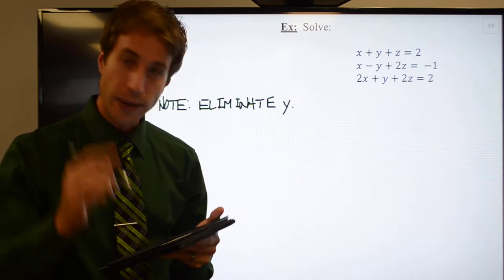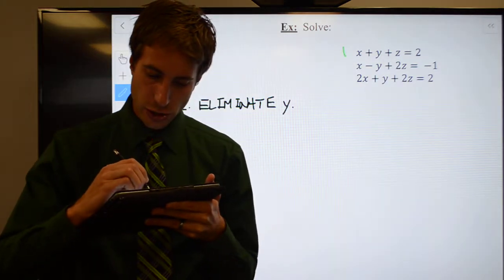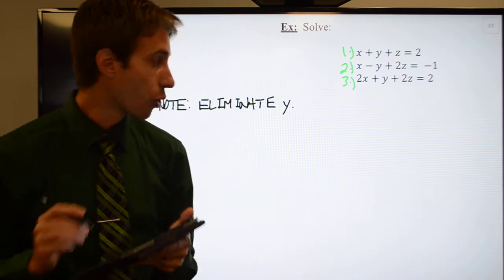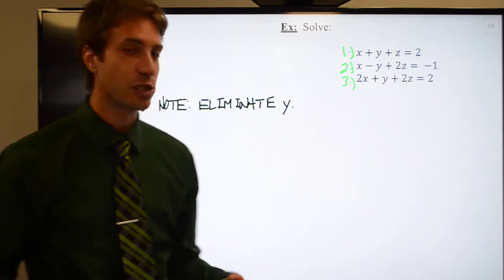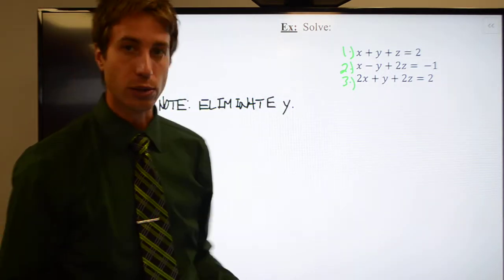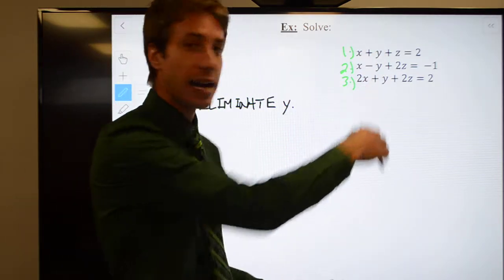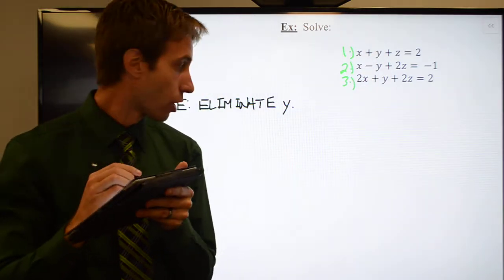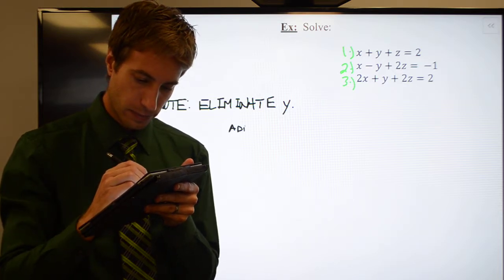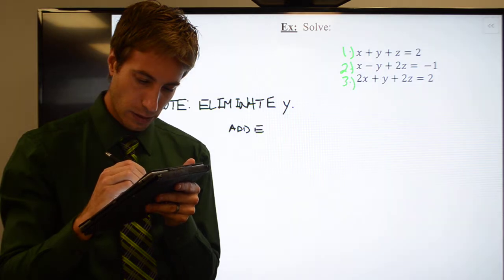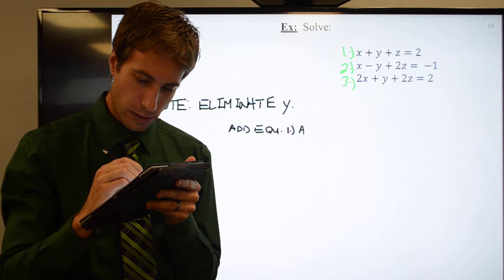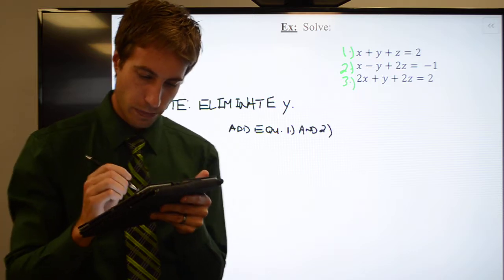All right, here's how we're going to do it. Number your equations. There's equation number 1, number 2, and number 3. Here we go. Your first step in order to eliminate y is we are going to add equations 1 and 2. When I do that, the y's will drop out. So we are going to add equations 1 and 2.